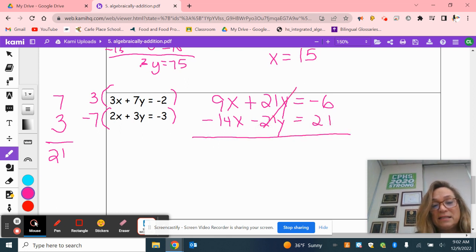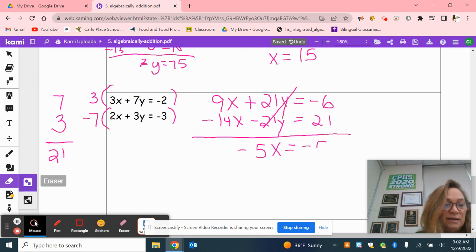Okay, my y's cancel. I get -5x equals, look at this. Oh my gosh, I was thinking -5, but I'm writing 15. I got all excited.